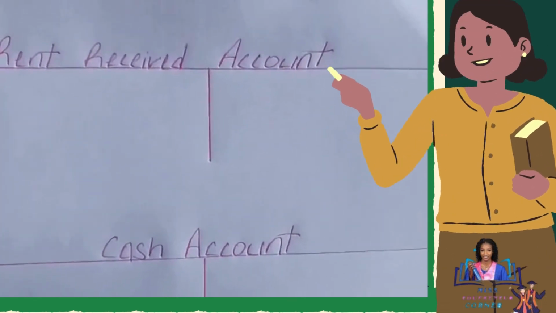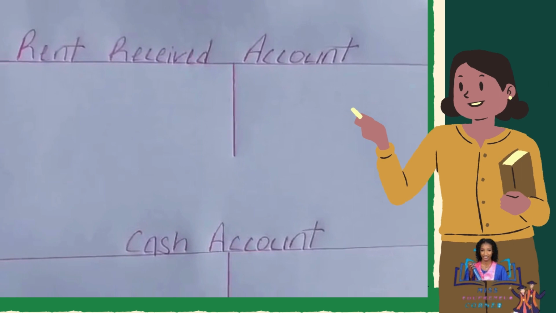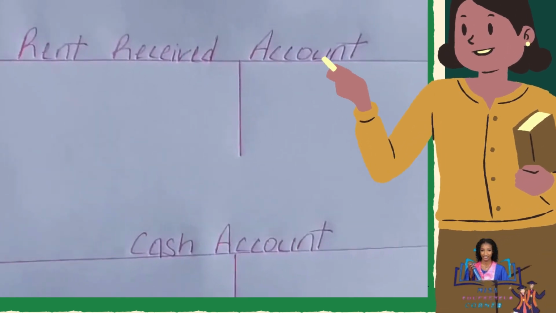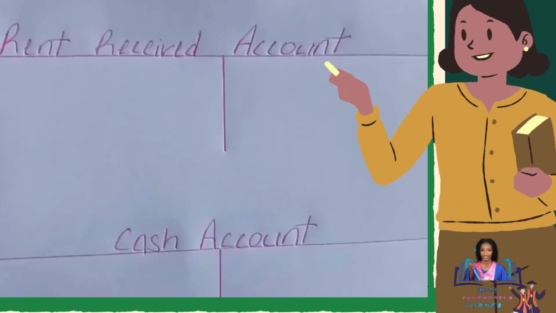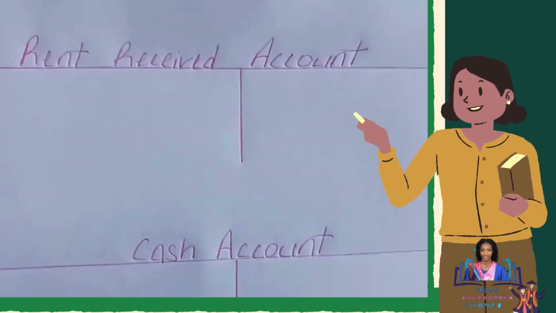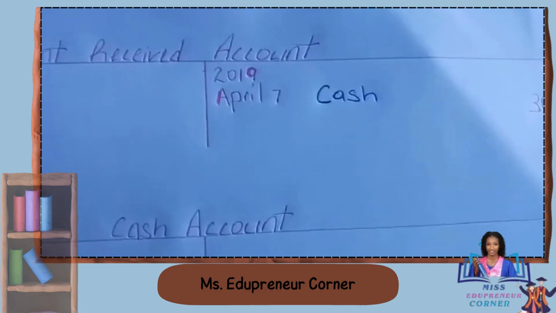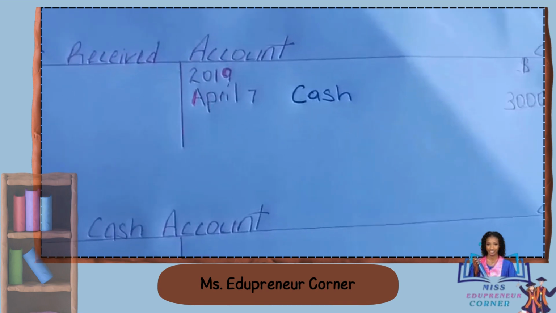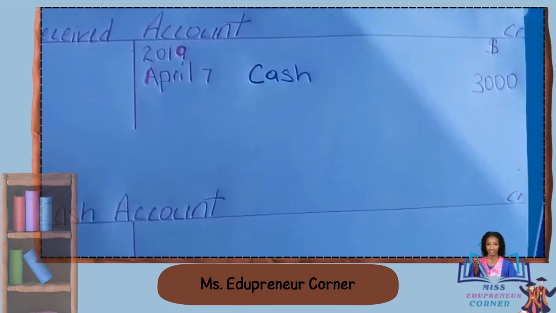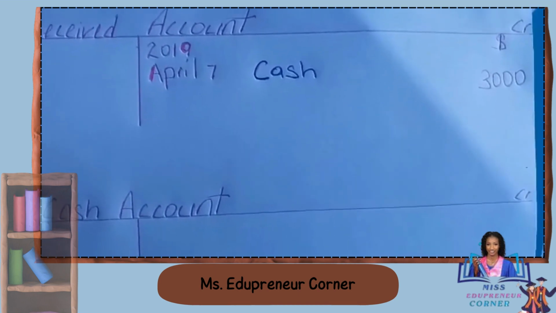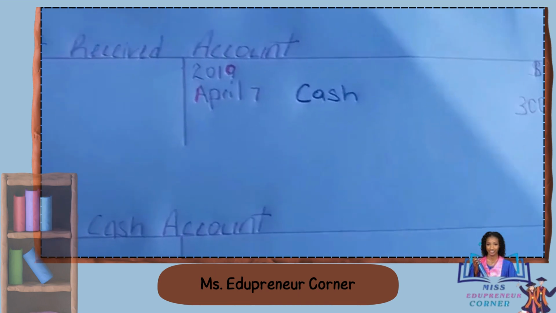Then in the details section, we would have the name of the other account in the transaction that is either increasing or decreasing, and then we put the amount. So we're going to reflect this in the T accounts. So there we have it. The rent received account is credited with cash to show that cash was received in the business for rent.